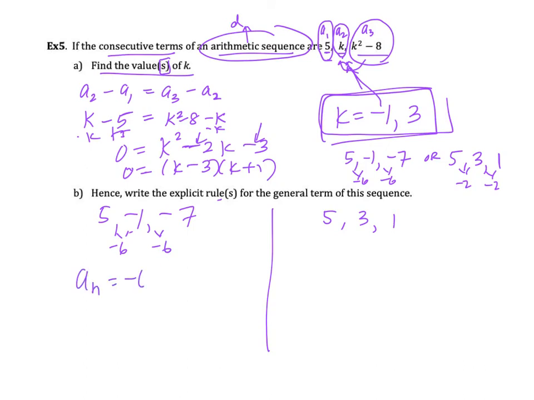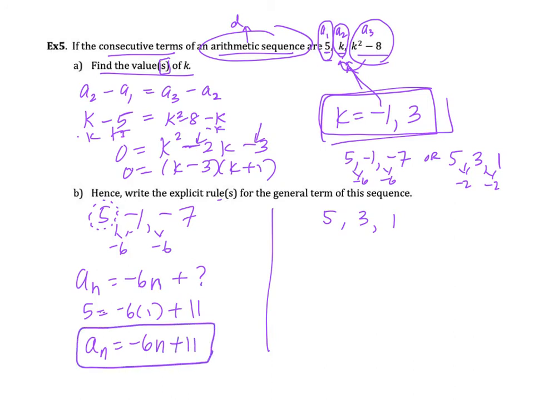So if I have 5, negative 1, negative 7, we just saw that the common difference was negative 6. So a sub n equals negative 6n plus some unknown number. If I plug in a 1, I want to get to the number 5, right? So what am I going to add to negative 6 to finally get 5? Well, looks like I need to add 11. So I'm going to get a sub n equals negative 6n plus 11.